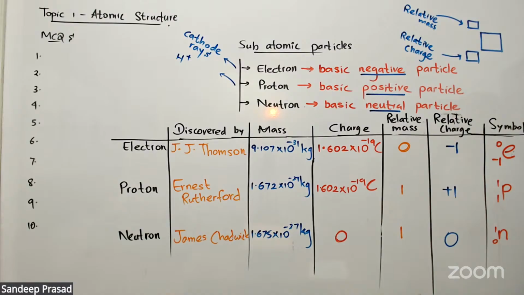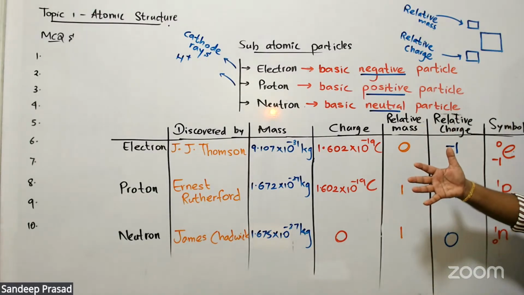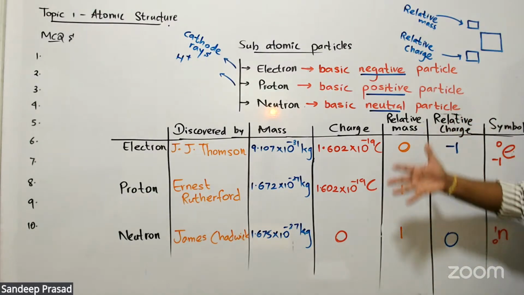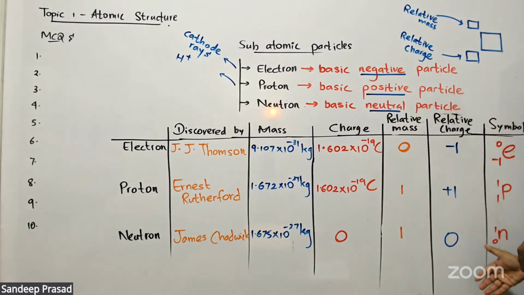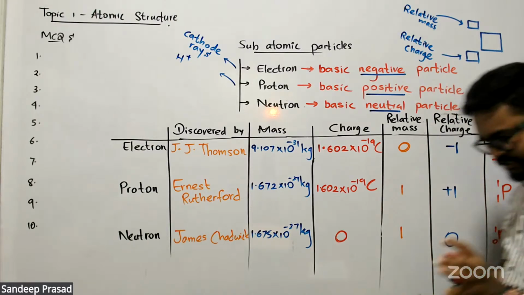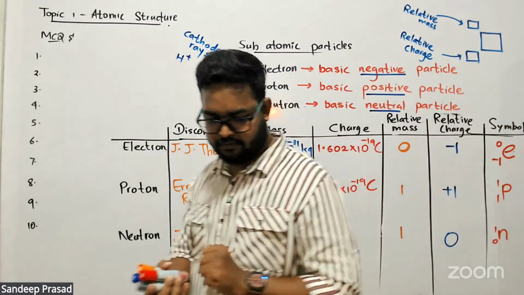So these are the symbols for electron, proton, neutron. Right? You didn't learn these kinds of things in O levels, right? But in A level, students, we are learning these things. Understood? You have to know about this summary. What is the mass? What is the charge? Who discovered these subatomic particles? What is the relative mass? What is the relative charge? And the symbols. Can you understand? Now, can you understand the summary about these three subatomic particles?